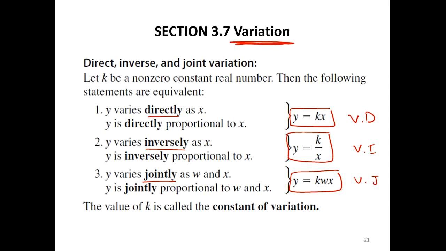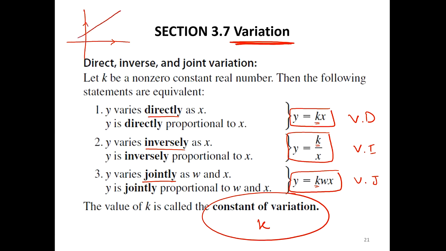What's the meaning of varying directly? If we have an increase in X, we have an increase in Y. In all of these cases, this is the constant of variation. This is called the constant of variation. This is the key. But look at the relation between Y and X. If at an increase of X we have an increase in Y, for example like this, this is direct variation.